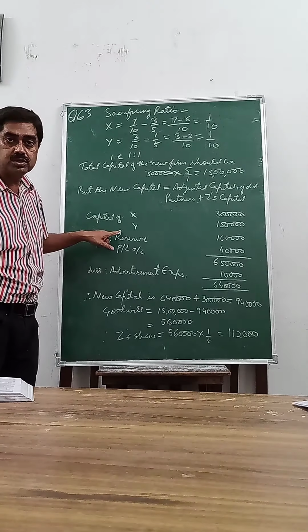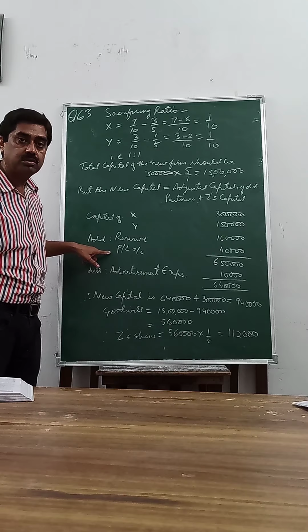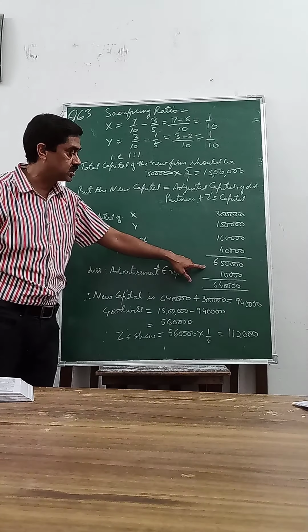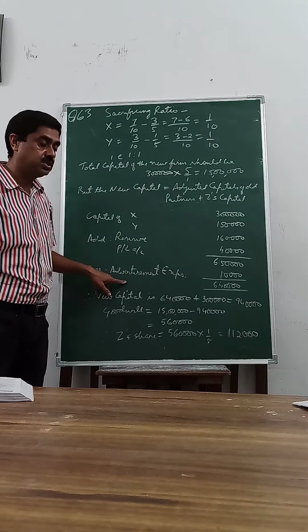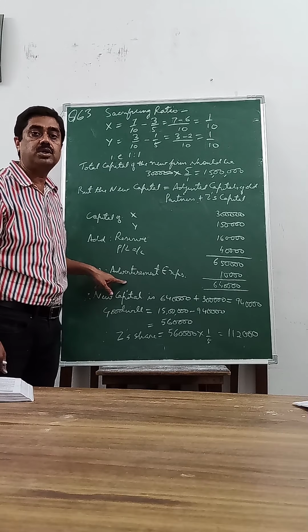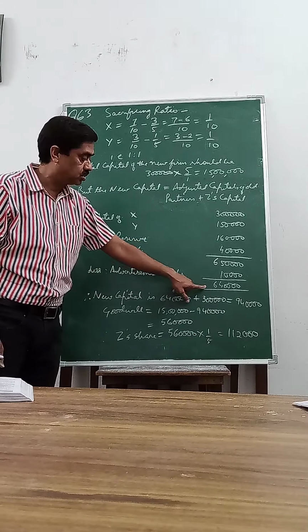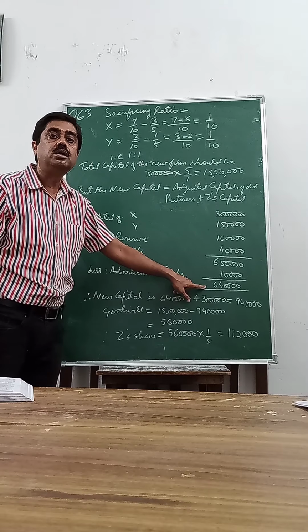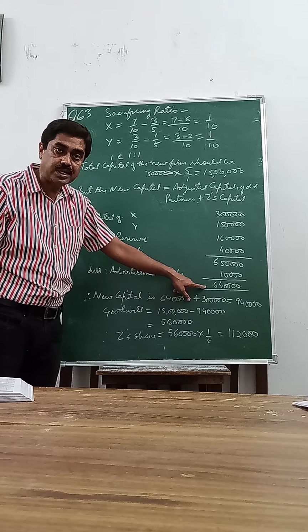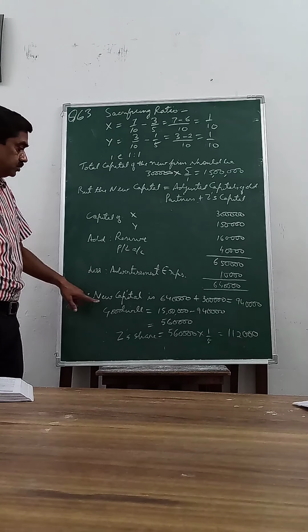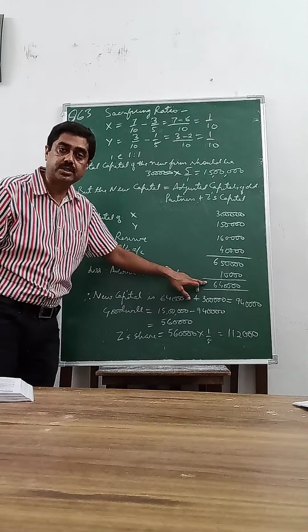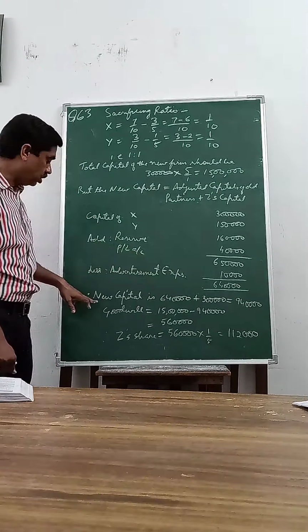We'll add general reserve or reserves, P&L account profits, which gives you 6,50,000. Advertisement suspense account or advertisement expenses account is an asset. It will be deducted, 10,000. It will be borne by the partners. So 6,40,000 is the capital on Z's admission. Therefore, this is the adjusted capital, not the new capital. Now we find the new capital.